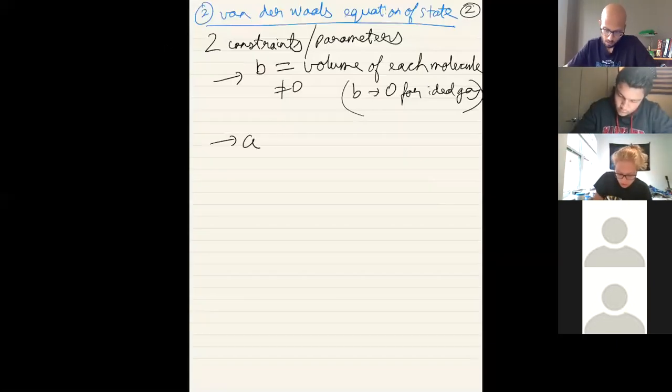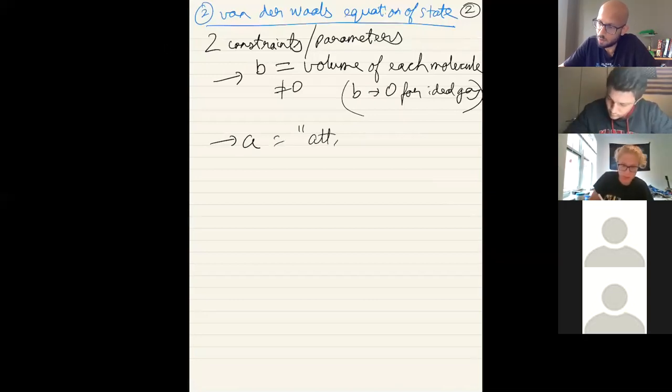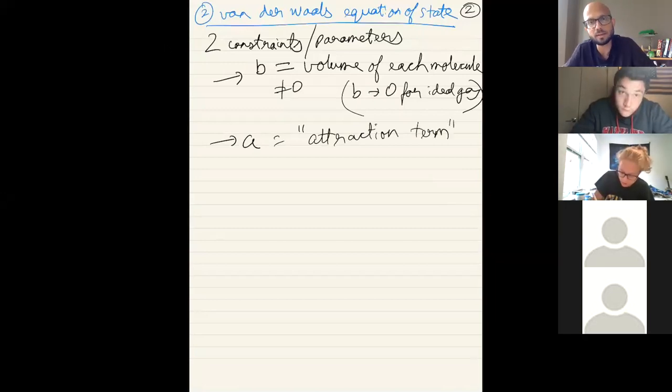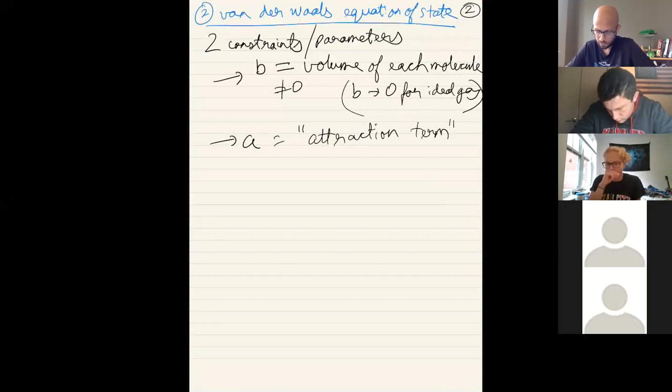And the second one that it talks about is called A, which is the attraction term that we have been talking about, that a real U of R will have a dip where molecules will like to go and sit next to each other. They would like to be arranged in some sort of proximity to each other, not too close, but not too far either.